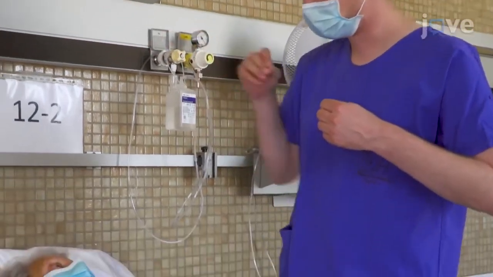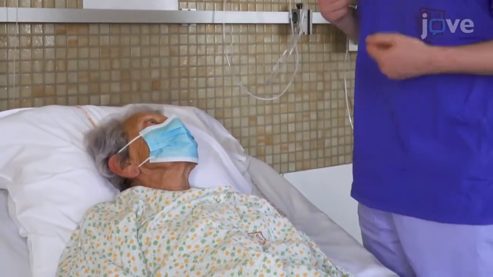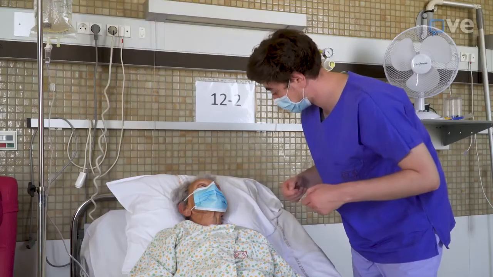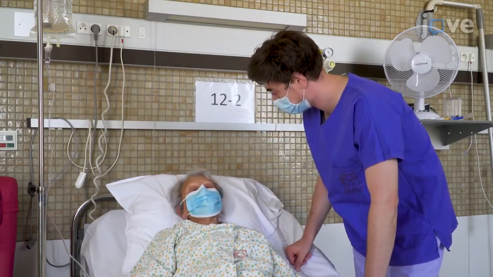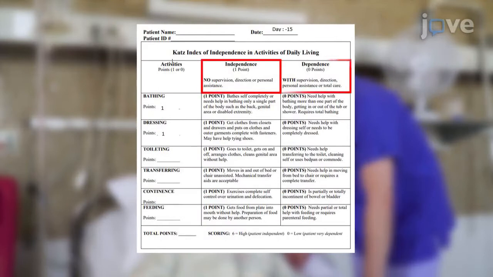Ask patients whether they can dress and undress alone, and whether they can take their clothes out of the closet without help. Then ask whether they need help with putting on socks or other items of clothing, and note whether they are independent or dependent in dressing activities.